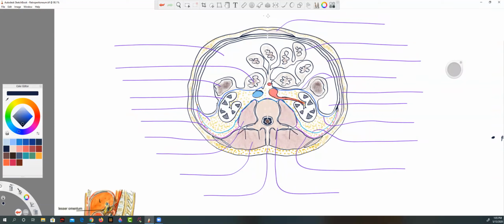So this is anterior, posterior. That's the spine, so obviously that's the back. And let's make sure we understand and always remember that right is over there and left is over here.